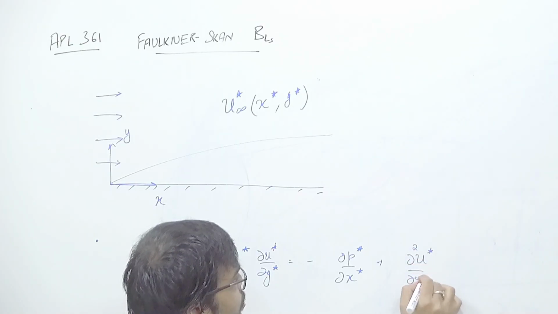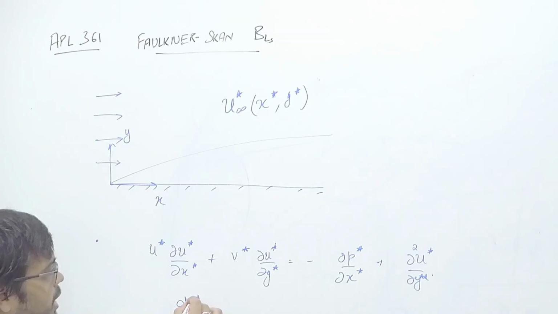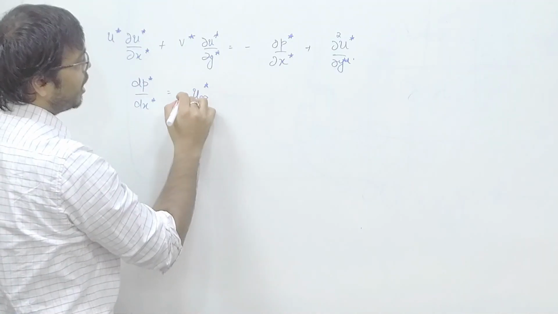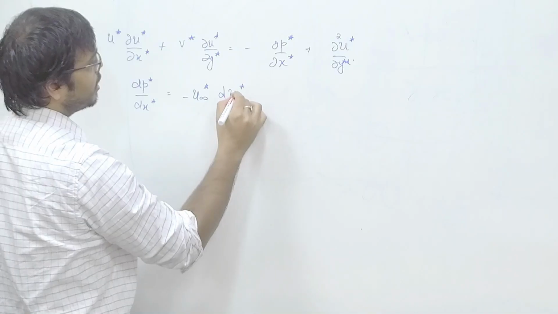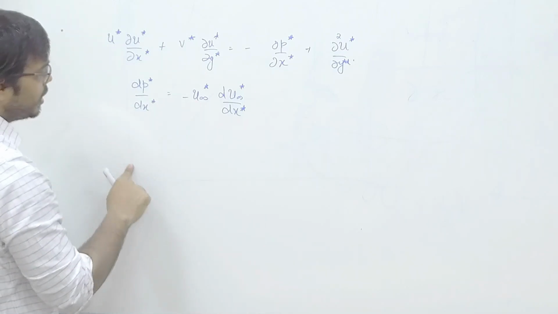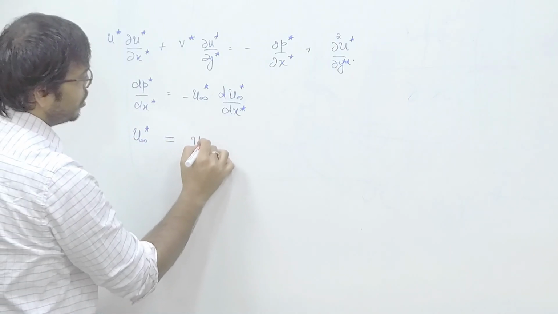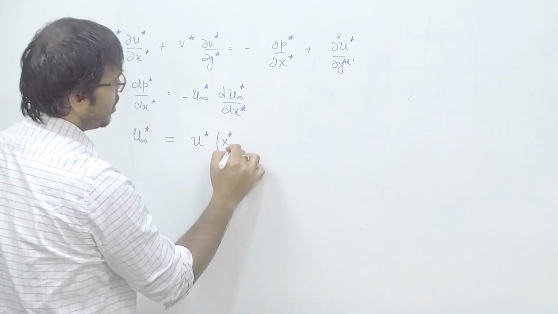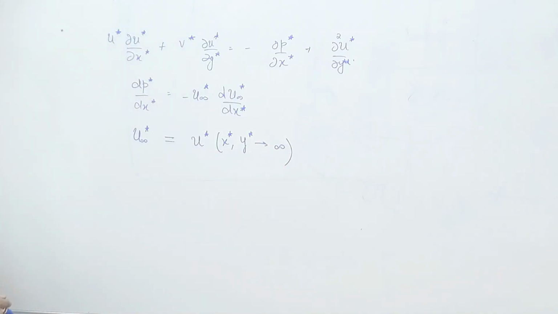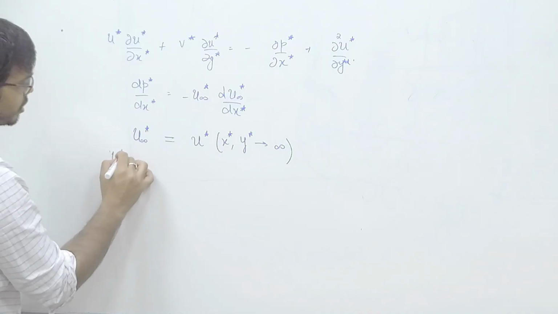Now in this equation we replace this term by saying that this is equal to minus of this guy. Okay. And while doing that, this u infinity that I took, this u infinity star, is basically u star at x star, and then y star tends to infinity. Okay. Now, when we say y star tends to infinity, notice that this y star was your scaled coordinate.